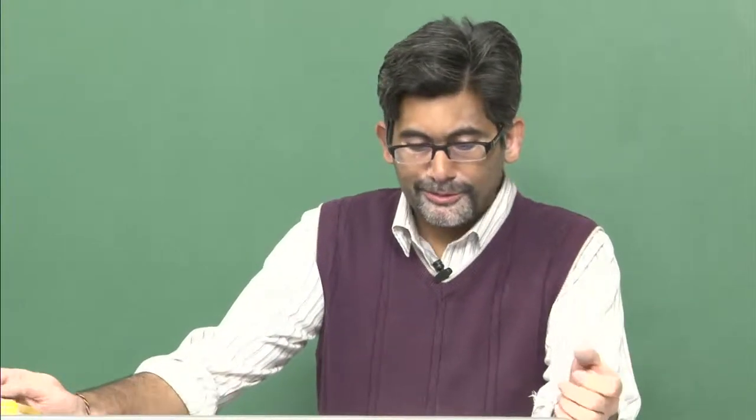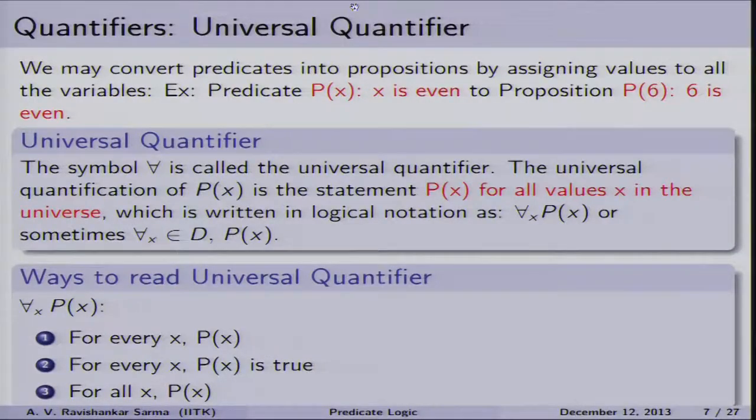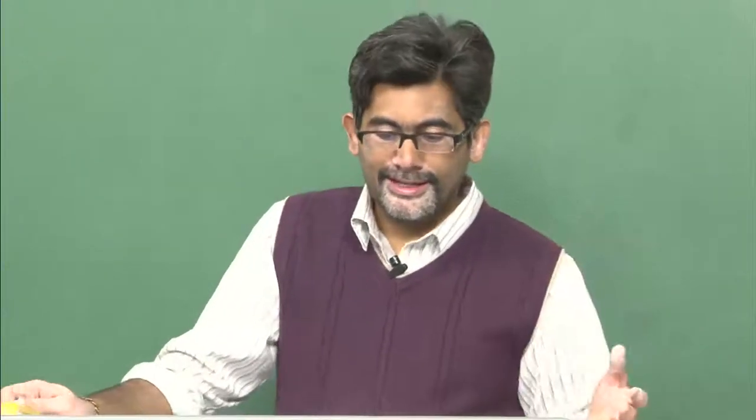Now let's talk about quantifiers. Essentially, the building blocks of predicate logic are variables, constants, functions and predicates. We need to address all these four things before talking about the meaning of a given formula. Now, with quantifiers, we may convert predicates into propositions by assigning values to all the variables. Suppose you have a predicate such as P(x) where x is even, you can convert it into a proposition. If you replace x with the ground term 6, then P(6), 6 is even, will turn out to be a proposition. So all predicates are reduced to propositions when you replace x with ground terms like 6, 7, etc.